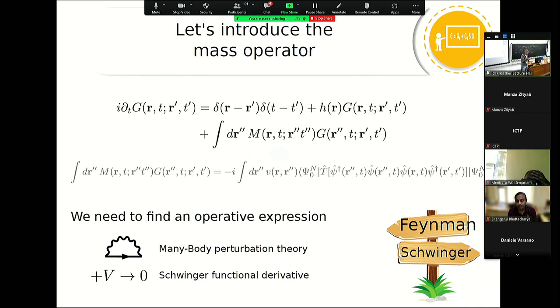For example, at the same time that GW was proposed, Galitskii proposed the so-called T-matrix approximation, which is proven to be exact when you have a short-range interaction. So GW is really based on a dielectric concept.